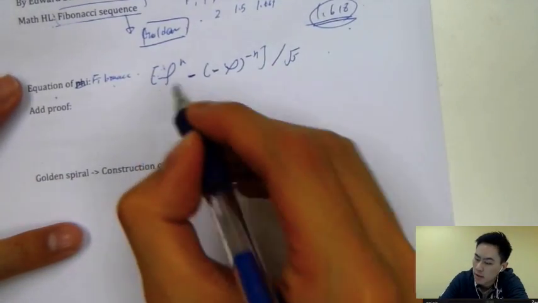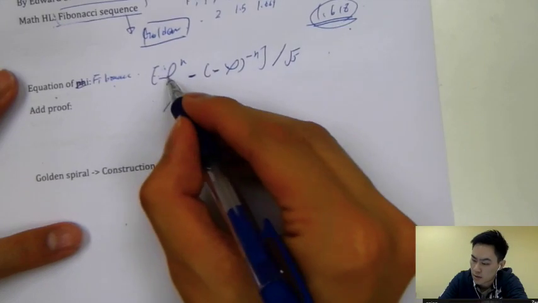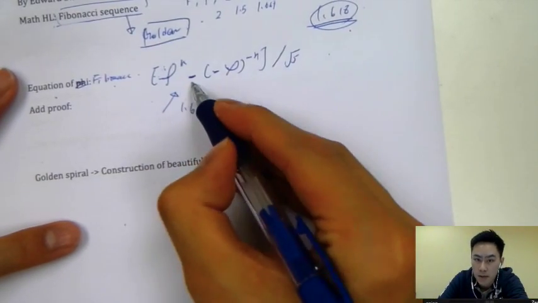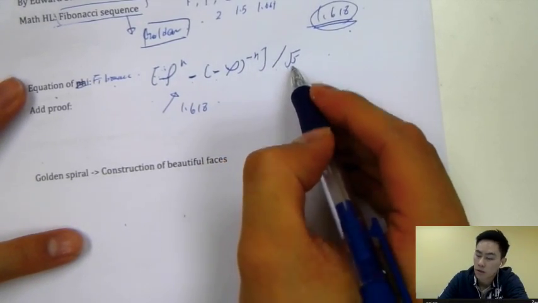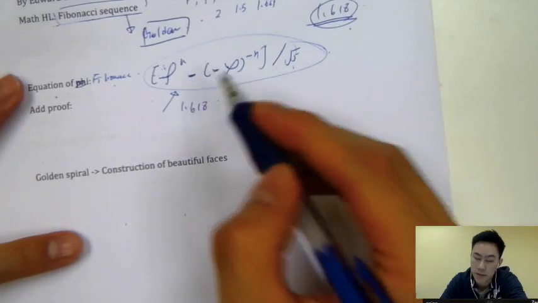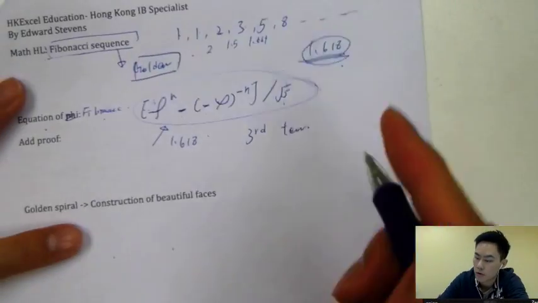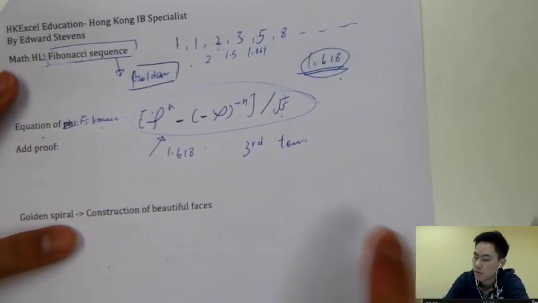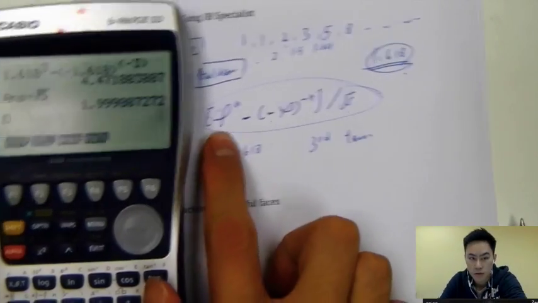Actually there's the equation of the Fibonacci sequence, which is this: phi, which is 1.618, to the power n, minus this, to the power negative n, and then over root 5. This equation helps you calculate a specific term. Let's say I want to find the third term. We all know the third term is 2. If I don't use the sequence, can I use the equation to calculate the third term? You can do that.